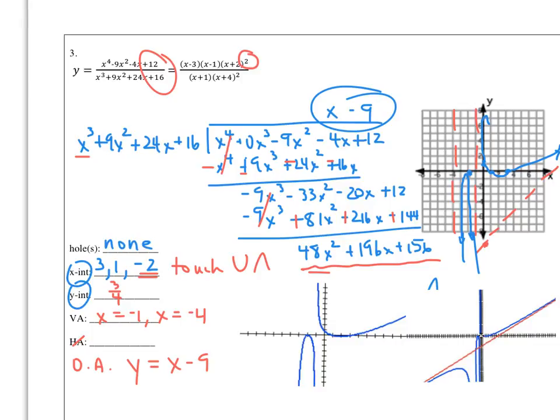All right, so hopefully this gives you an idea of graphing with our oblique and slant asymptotes. The big idea is to remember that you are dividing, and you've got to use your long division in order to do it, and that our quotient gives us the equation for our oblique asymptote.